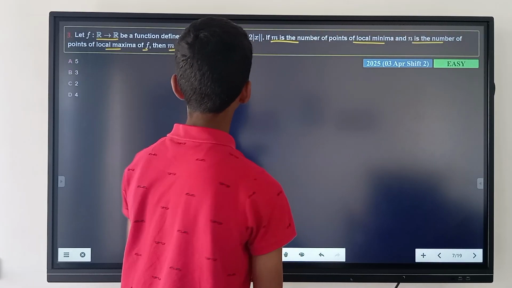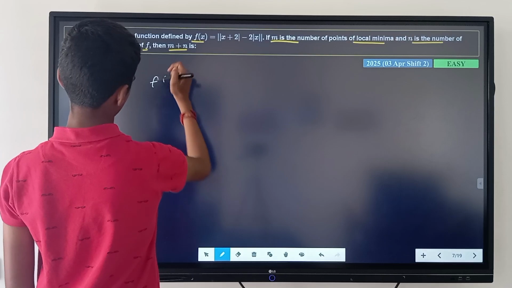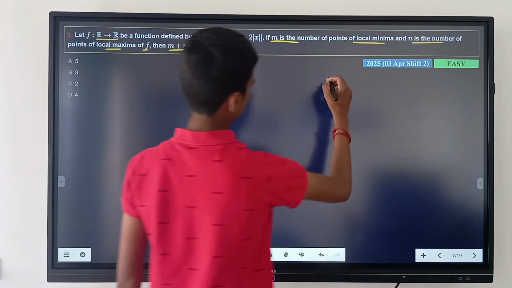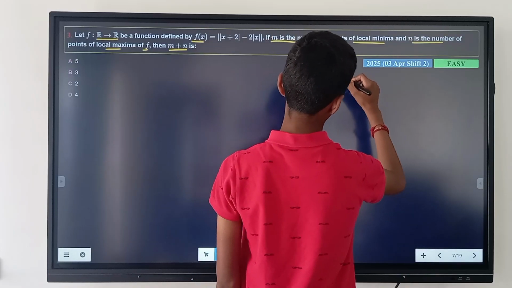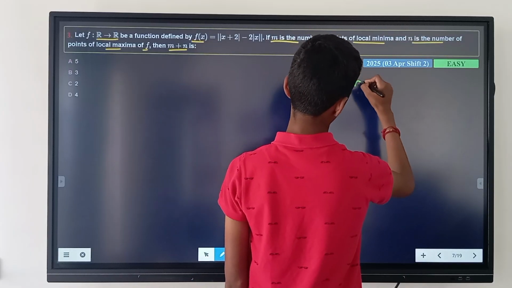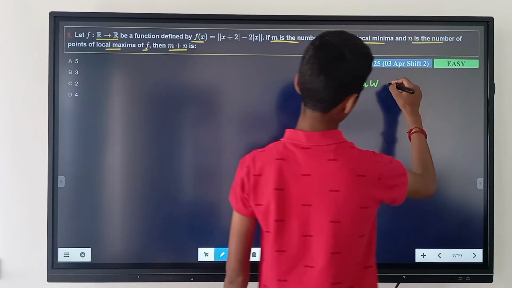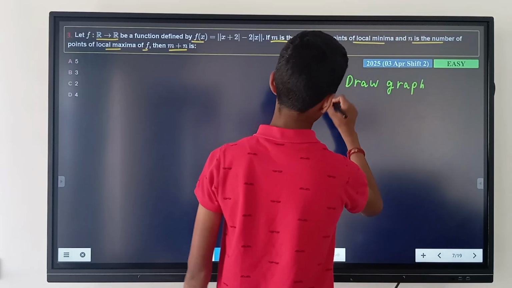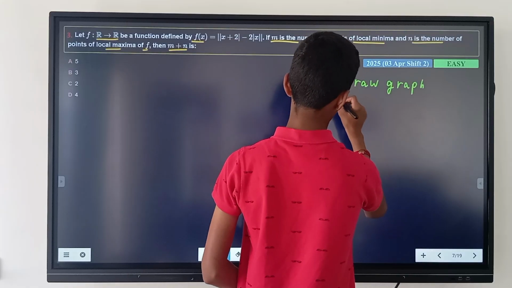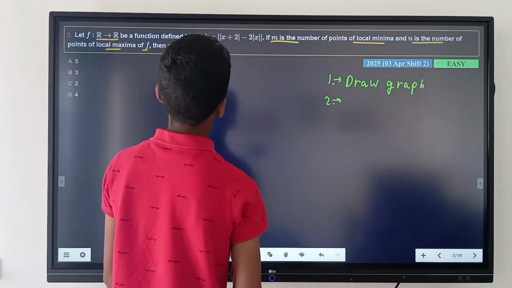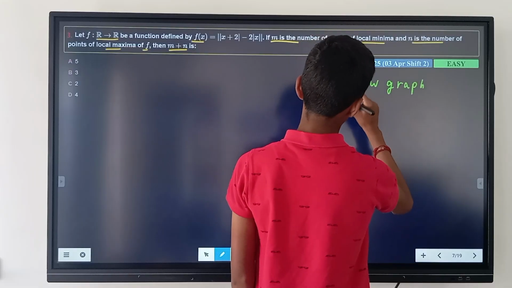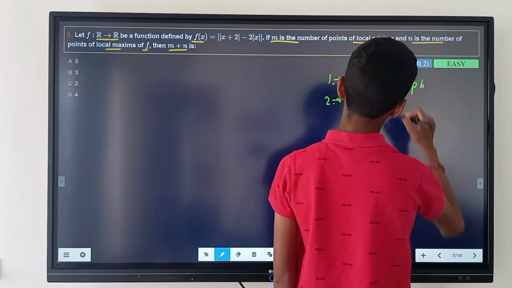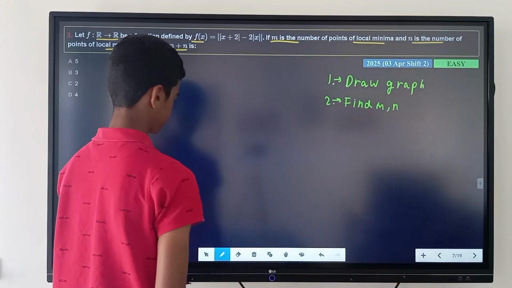So here in this question, first let's write the steps to solve it. First step will be to draw the graph. Second step will be to find m and n, or the number of points of local maxima and minima.